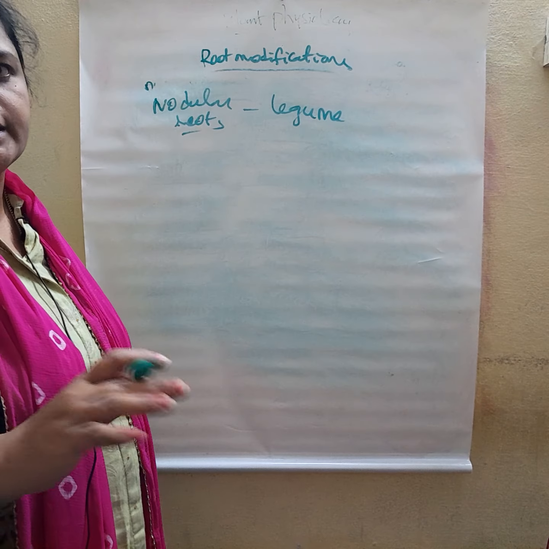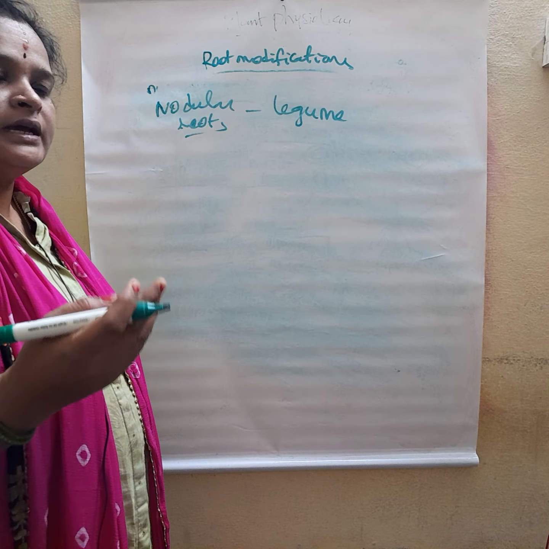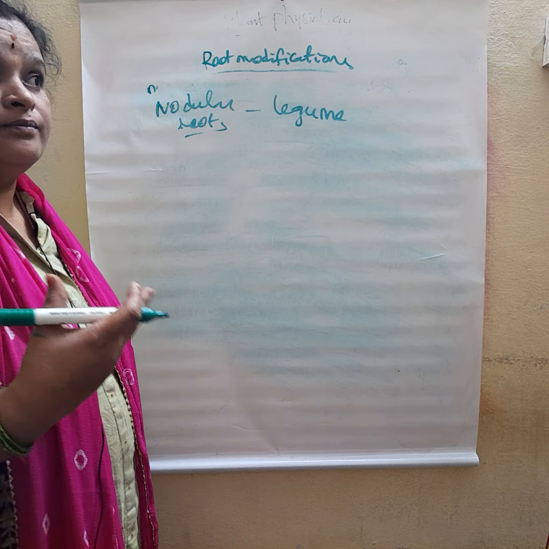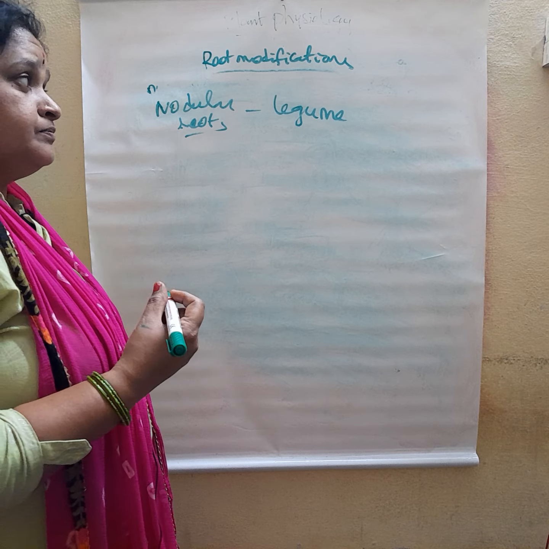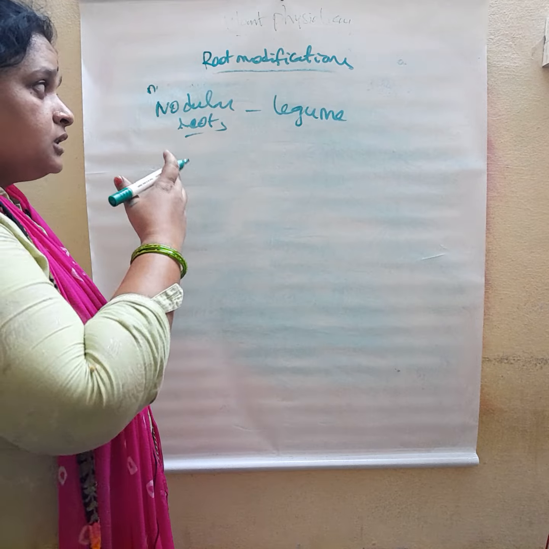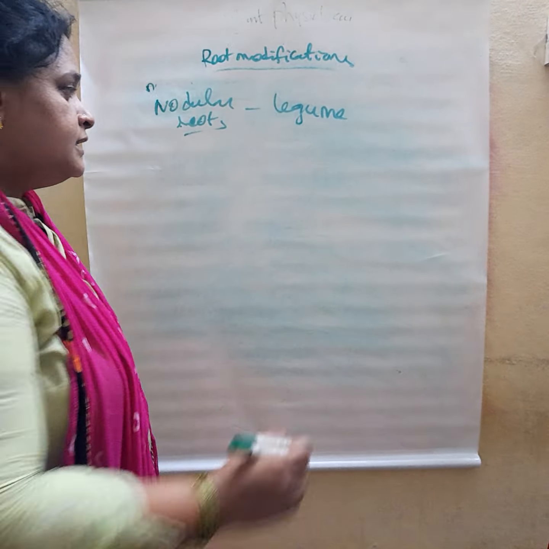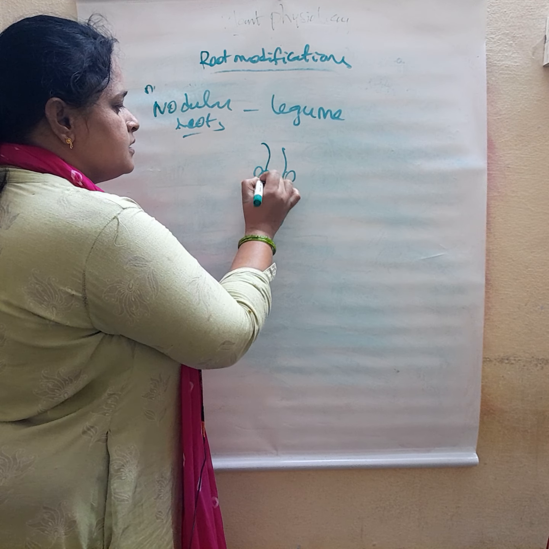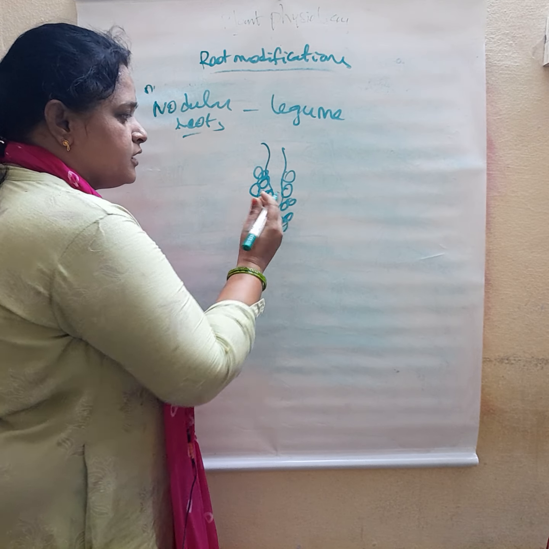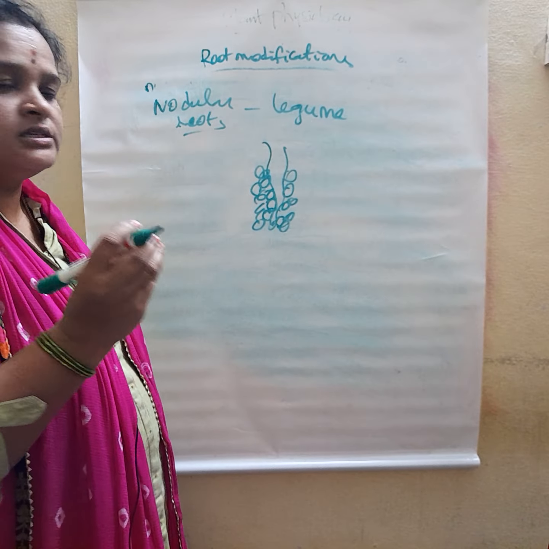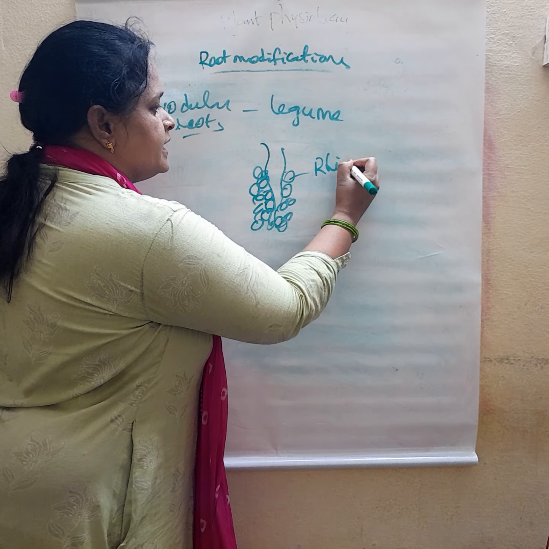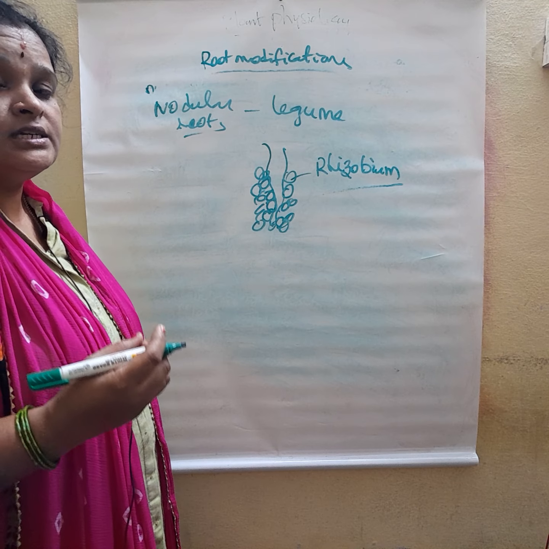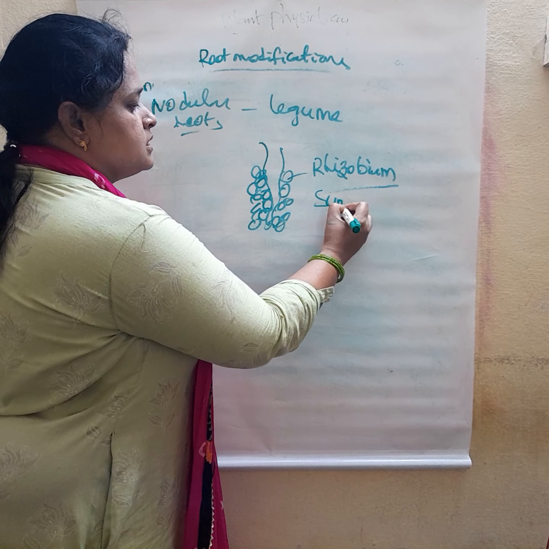All pulses come under legumes. Pulses means red gram, Bengal gram, green gram, black gram. All the grams come under legume plants only, and also pea and groundnut. In these legume plants, the roots have nodules, that means round knob-like structures. They have specialized bacteria inhabiting them, called rhizobium. Rhizobium is a bacteria which is symbiotically associated with these roots.